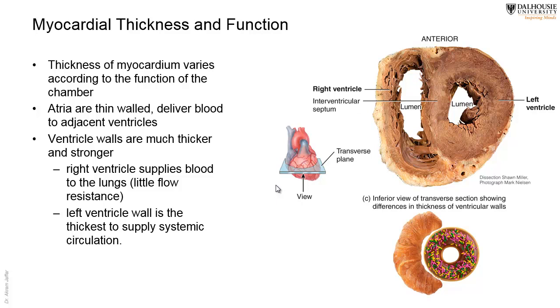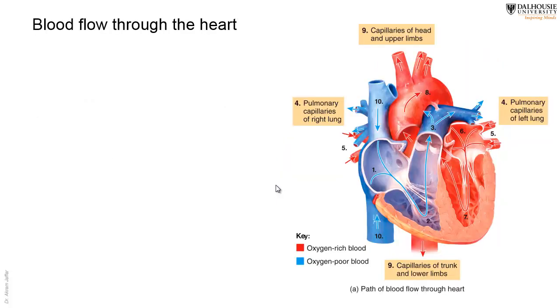And in this cross section, sometimes it's described like a croissant and donut. This is the donut, the circular, thicker part here, which is the left ventricle, and this one is the right ventricle. It is crescentic in shape, and it is thinner than the left ventricle.